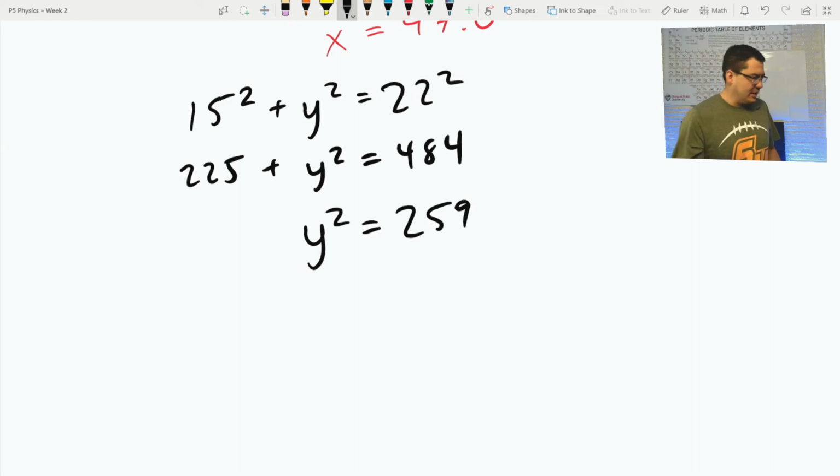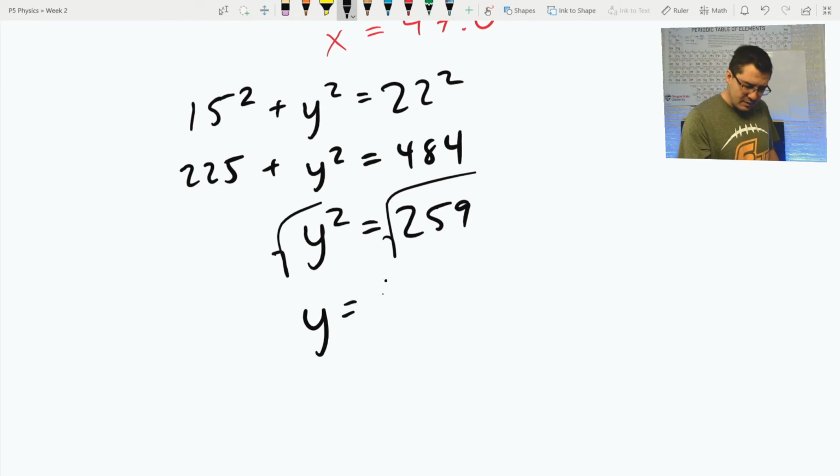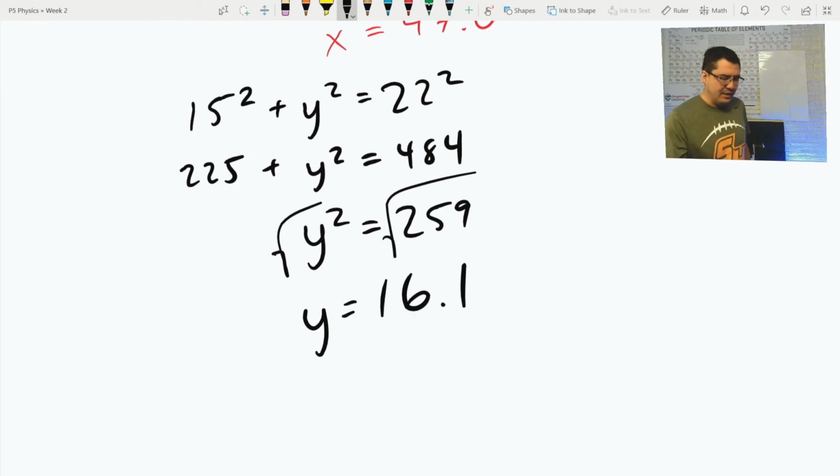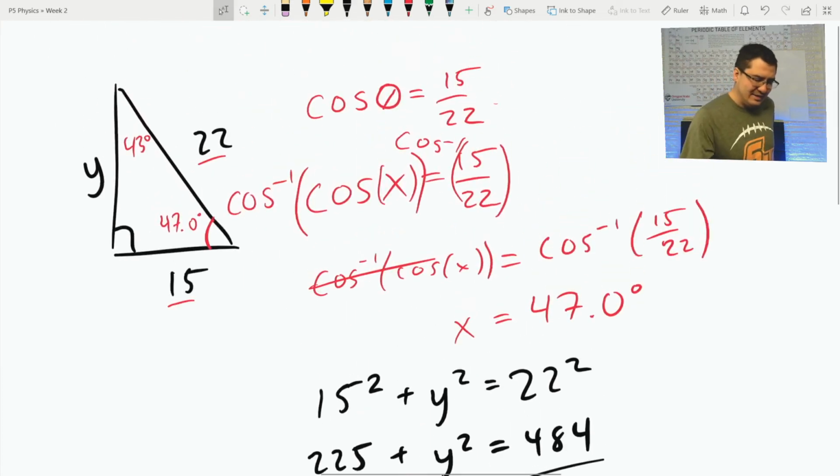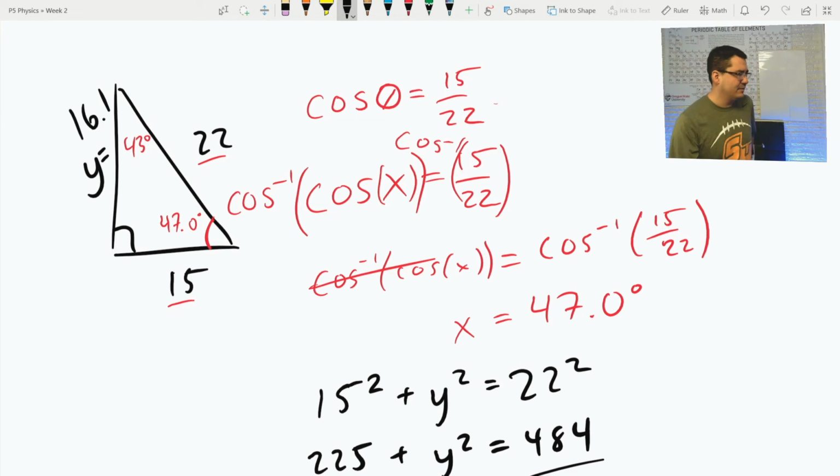I get 259. Take the square root, and I get 16.1. Okay, so that missing side equals 16.1 units. So that's using an inverse trig function to solve for a missing angle, right?